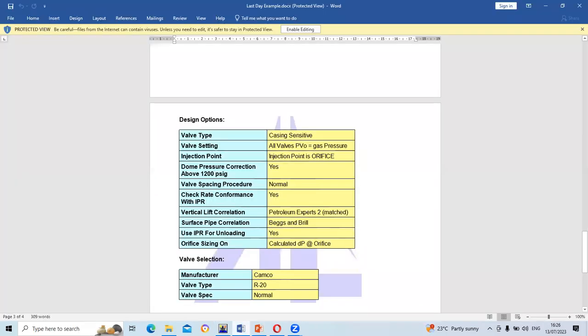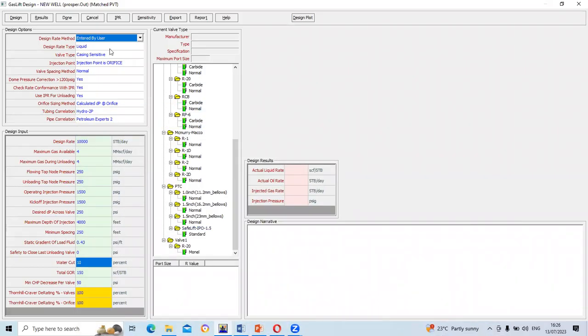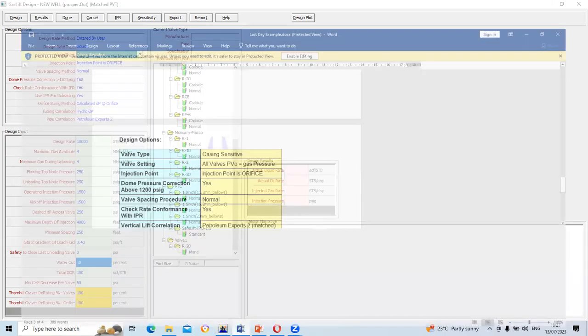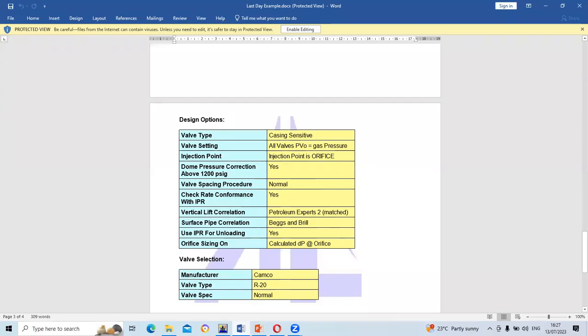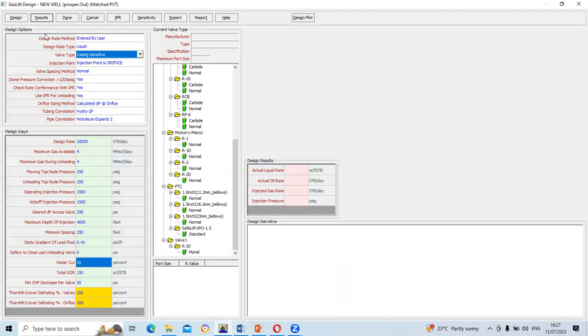All right. So the first there is valve type. That's our valve type, casing sensitivity. The next there is valve setting. All valves spacing, we'll leave it to normal. Injection point is orifice, yes. Injection point is valve, no, orifice. Let's leave it at orifice.